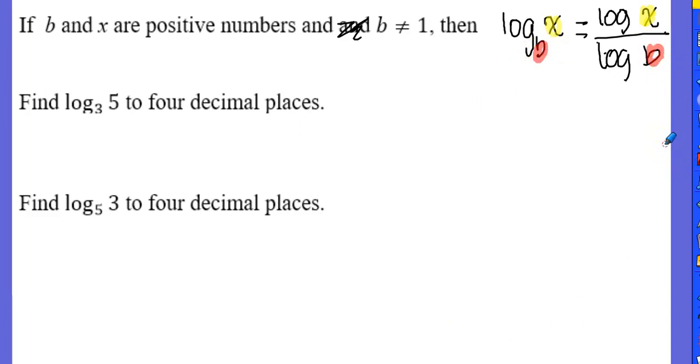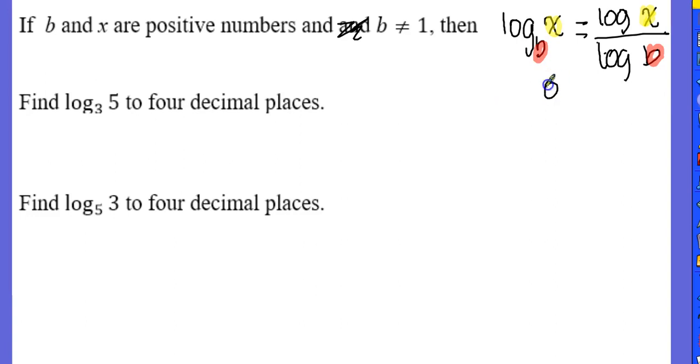And I changed them both to the same log. They're both base 10 now. It's not a base 3 or a base B. It's base 10. And this works with the calculator every time. I think it's really interesting.